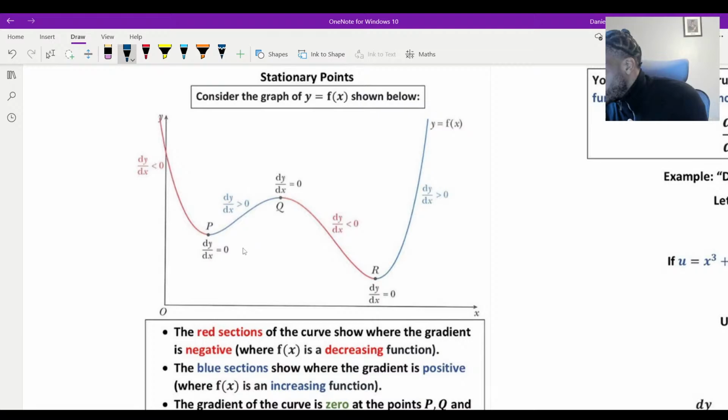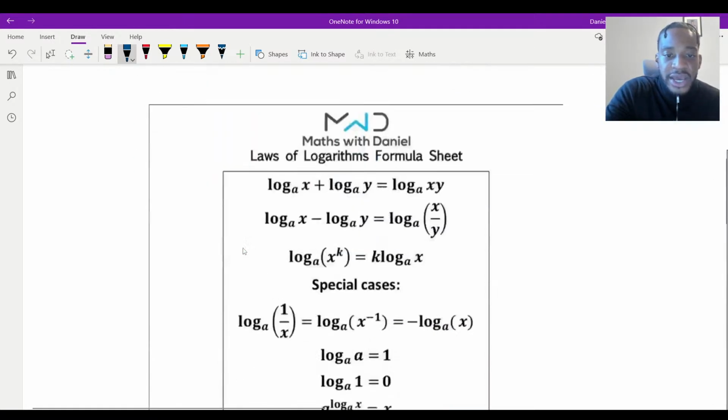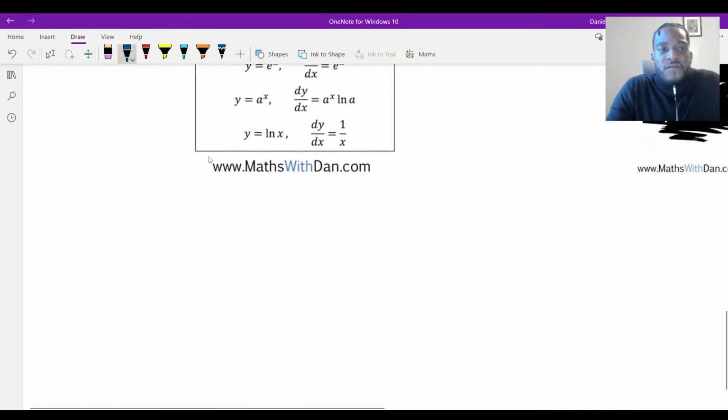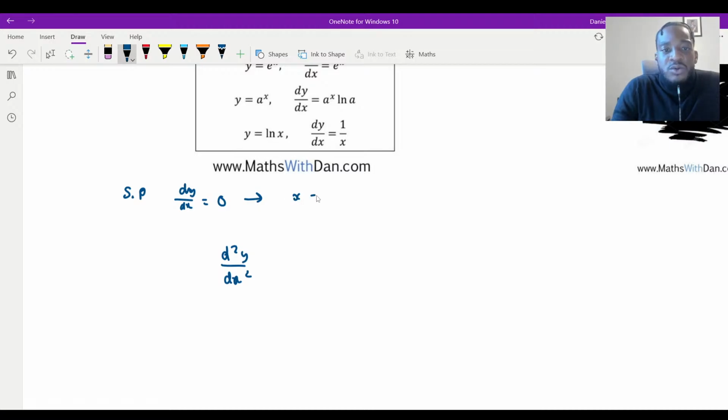What does the second derivative tell you? It tells you the nature of your stationary point. So again, if you've got d squared y over dx squared, and you have a stationary point, let's say you figured out the stationary point is when dy/dx is equal to 0, and then you found, for example, x is equal to 5.